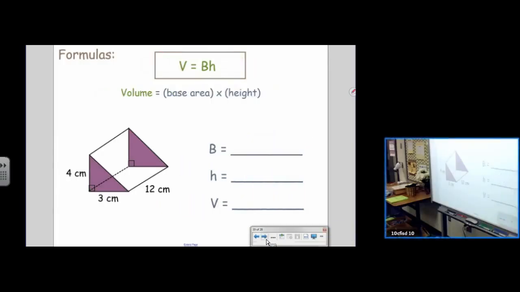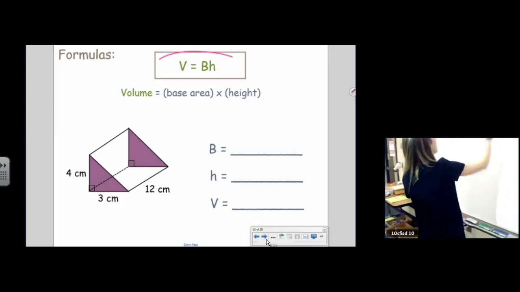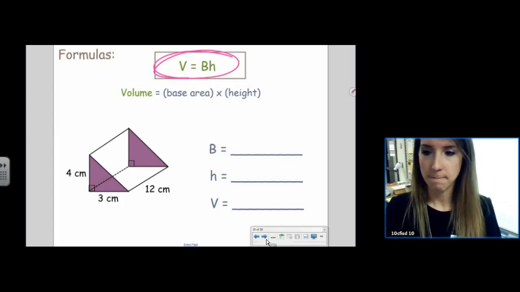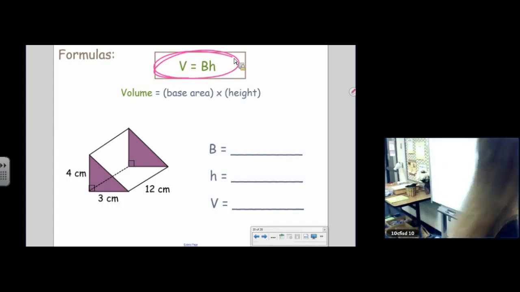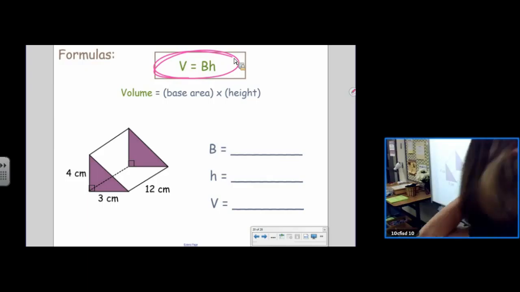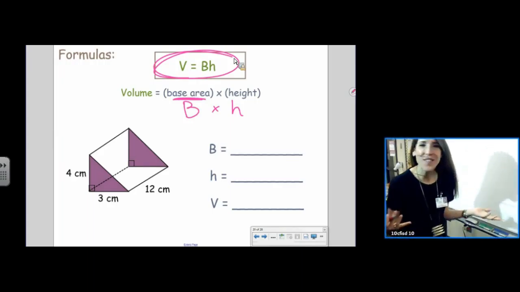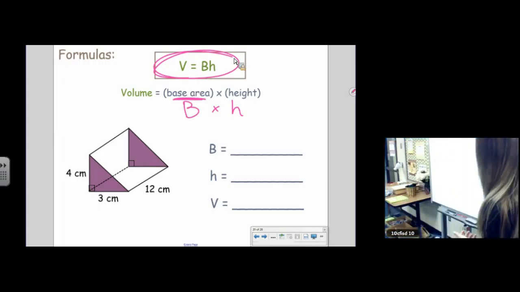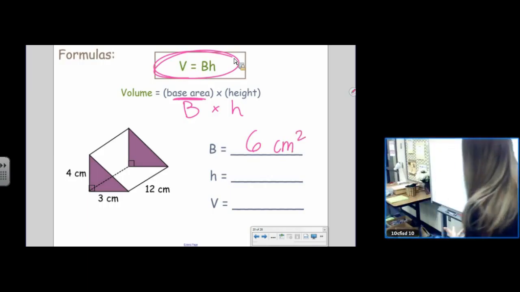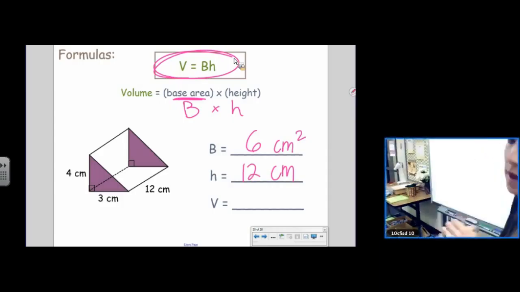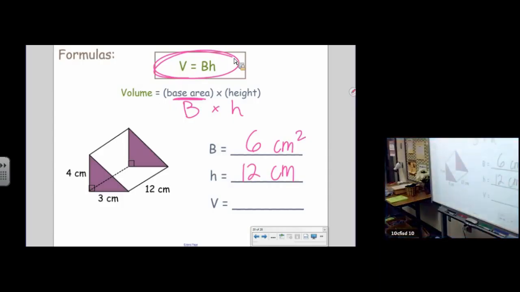Last but not least is volume. Once again, you don't have to memorize the formula, but you have to know what those letters mean. Volume is capital B times H. It's the base area times the height of the prism. We've already found the area of the base. It is still 6. We already know the height of our prism. It is still 12. So base times height. What is the volume?